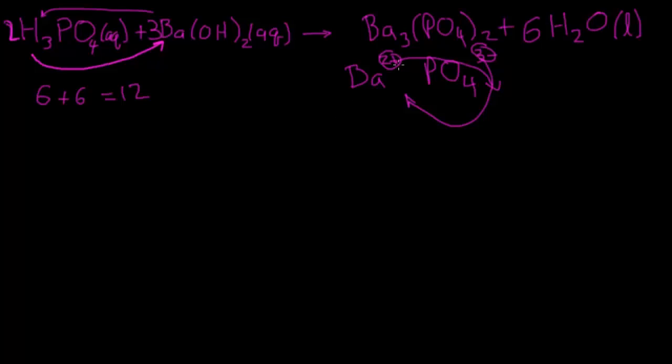So now all we have to do is go in and figure out these phase labels. Barium phosphate, what is that? Is it going to be a solid, liquid, or a gas, or aqueous? That's the question. Well, probably it's not going to be a liquid because these are ionic compounds, and to be a liquid they have to be above their melting point, and ionic compounds don't melt until you get to like thousands of degrees Celsius. So probably not going to be a liquid.